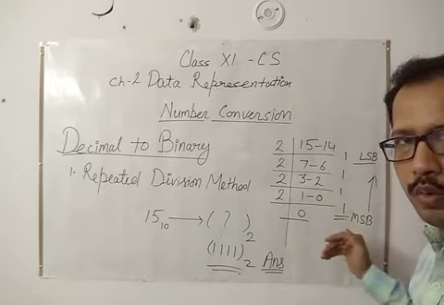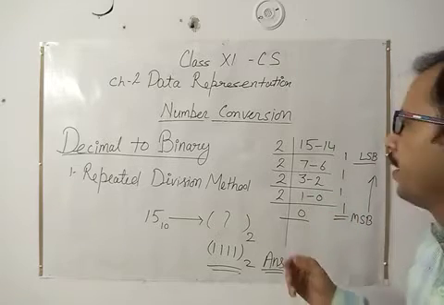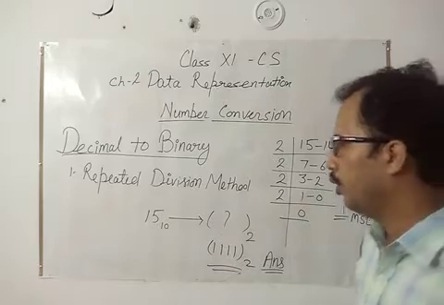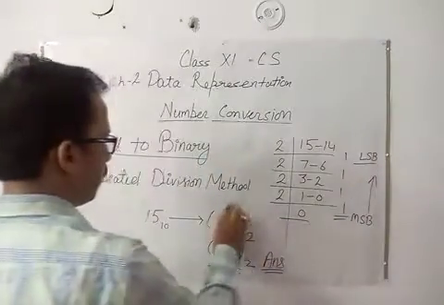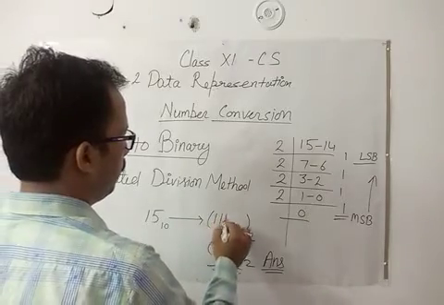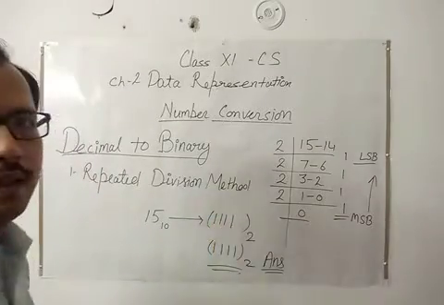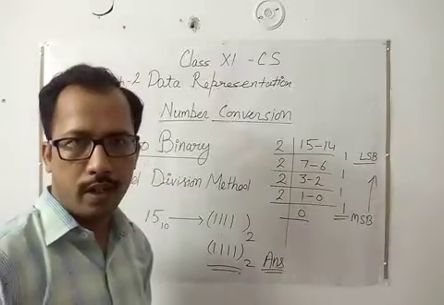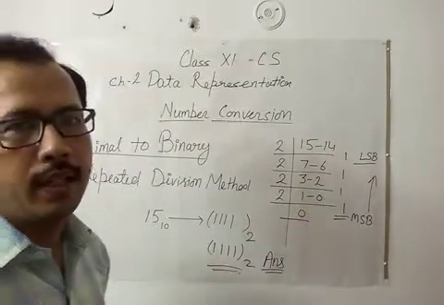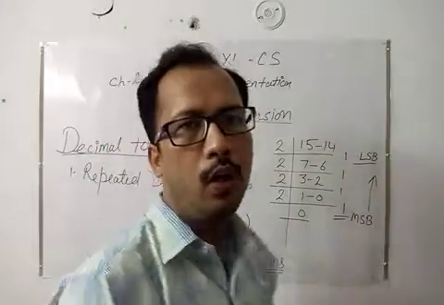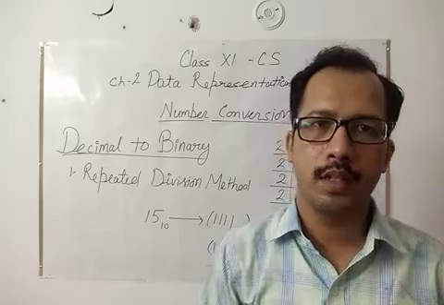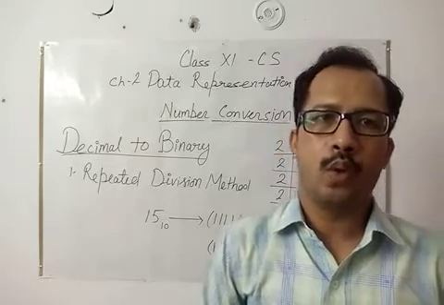Reading all the remainders from down to up, MSB to LSB, I get 1 1 1 1. So I can write the binary equivalent of 15 decimal is 1111 base 2, hence the method and answer. Now, using that method, practice some numbers on your own.